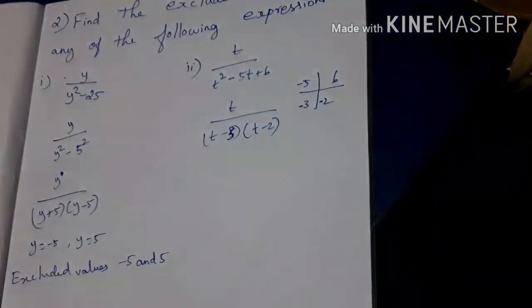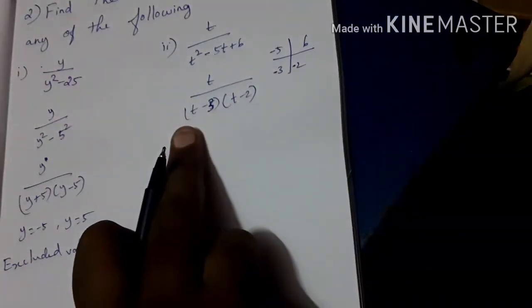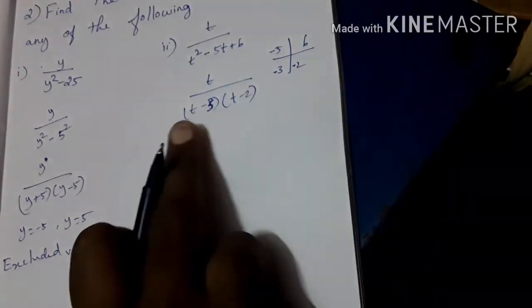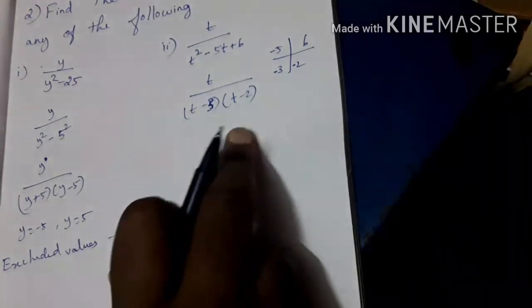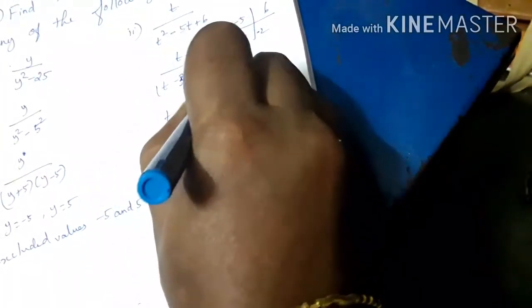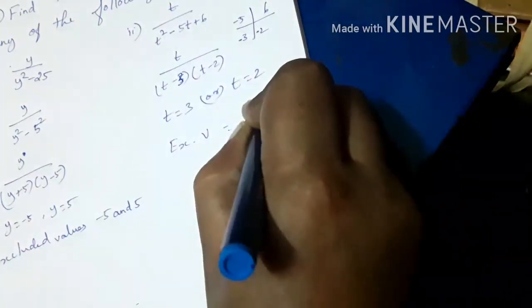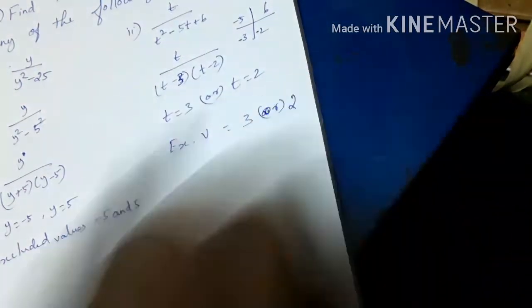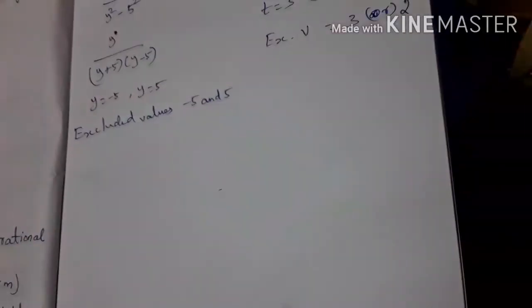So what are the excluded values here? What value of t makes it 0? We put plus 3 and plus 2, because 3 minus 3 is 0 and 2 minus 2 is 0. So t is equal to 3 or t is equal to 2. If any one term is 0, it becomes 0. So our excluded values are 3 or 2.